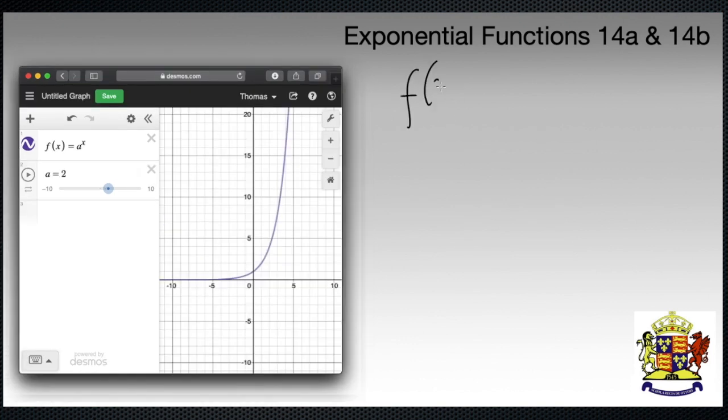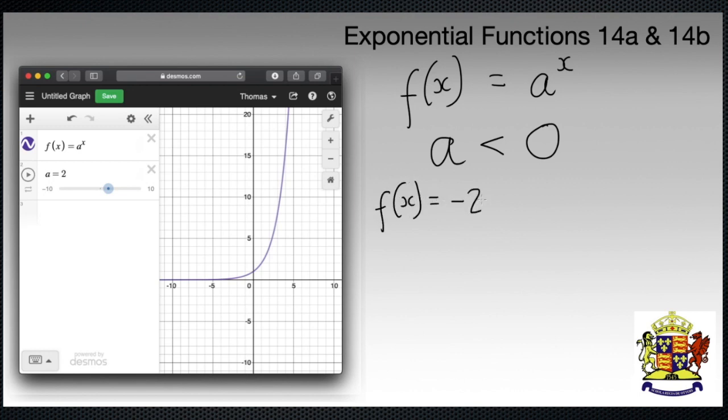So if I have f of x equals a to the x, and I make a less than 0, what's going to happen? Well, let's have a little think. Okay, let's try a number. A number less than 0, let's go for -2. That seems quite nice. So we have f of x equals -2 to the power of x. I'm just going to put that in a bracket to make it clear.